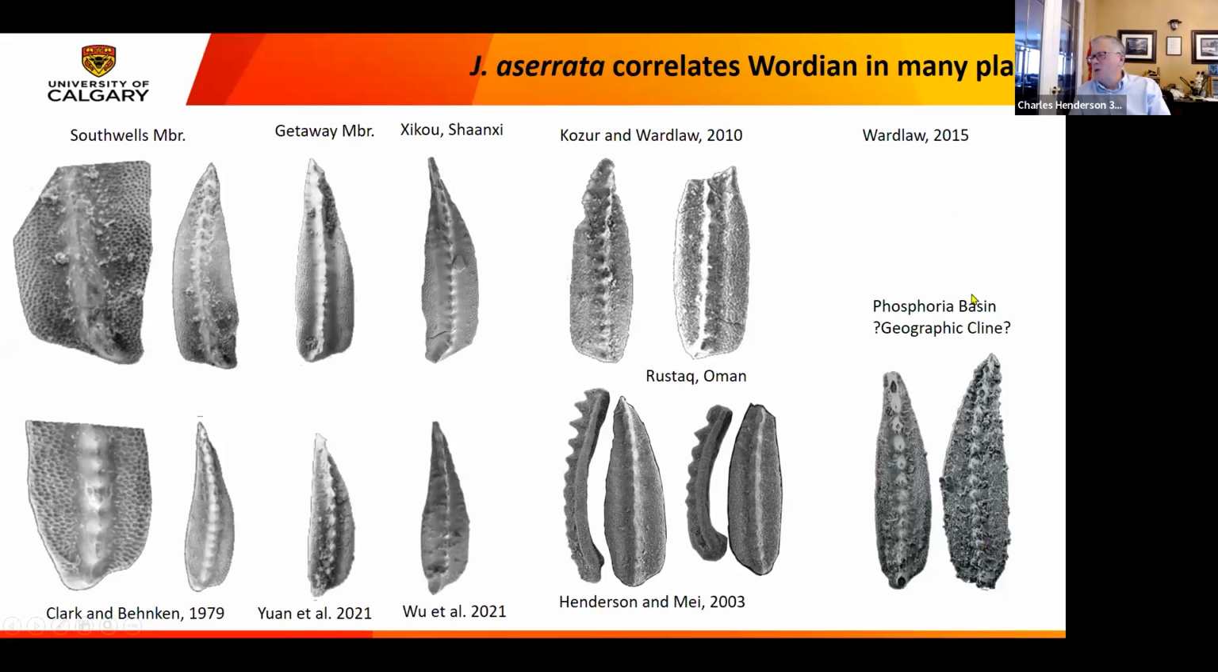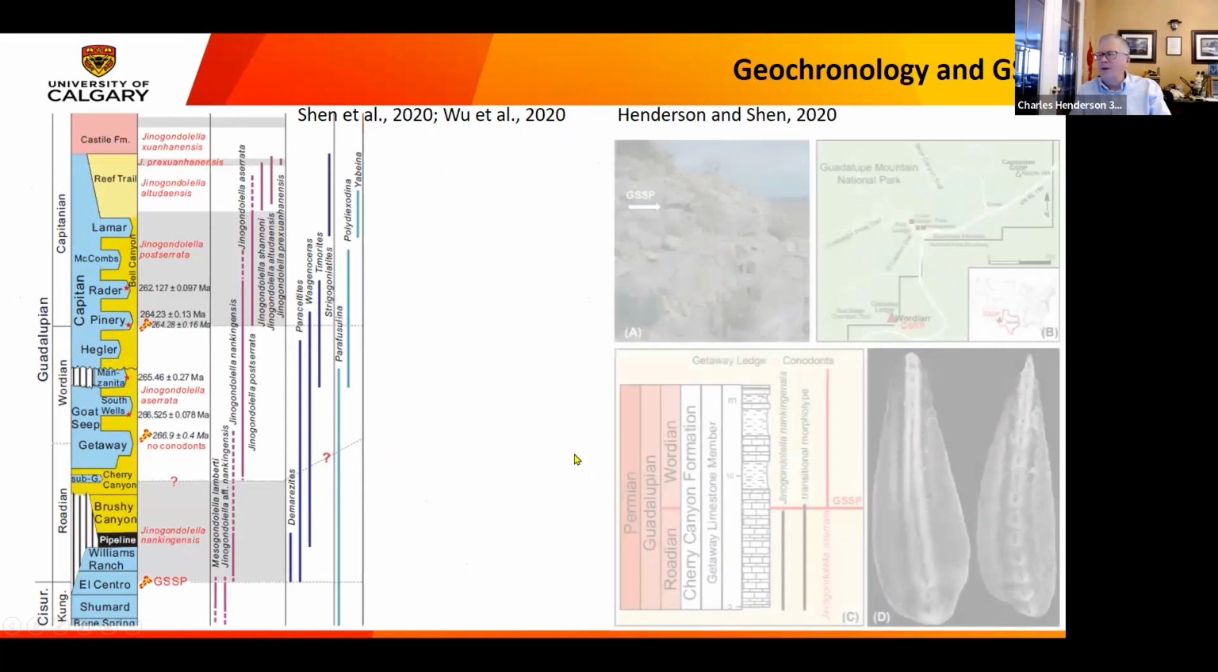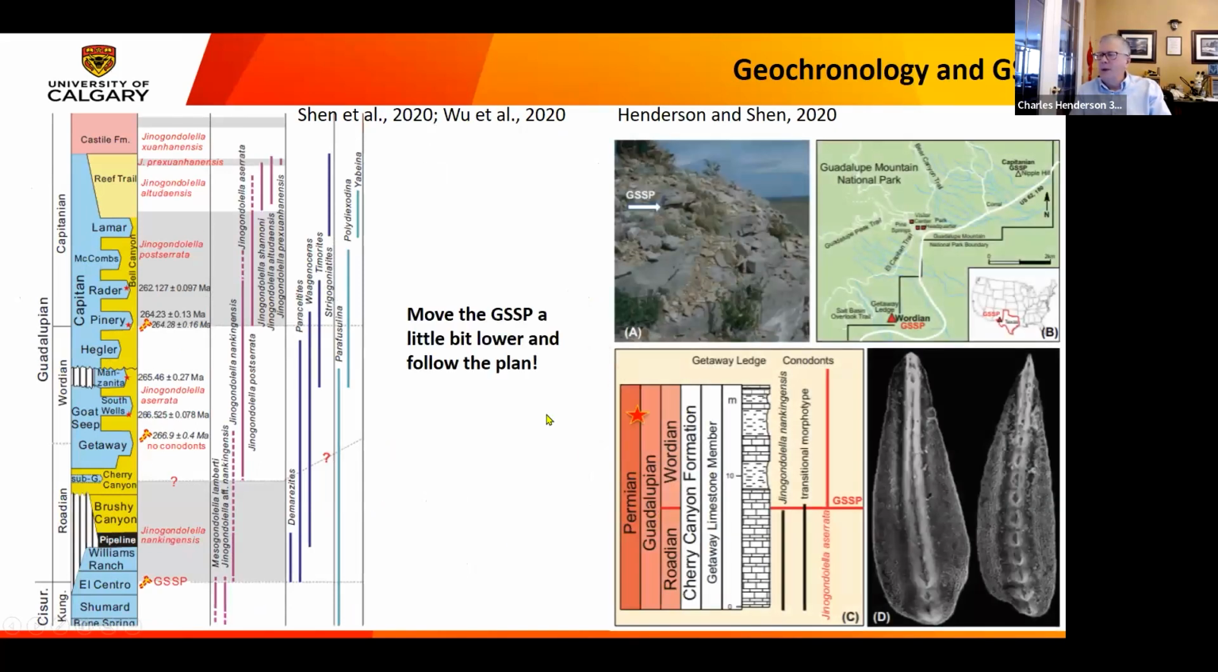These are ones that Bruce Wardlaw 2015 called acerata in the Phosphoria Basin. There is some similarity, but very marked differences in the cusp. This could be a geographic effect as well. I think that needs to be considered a little bit more. Lots of geochronology. Shuzhong has pointed out all of these, so I think that's all really good.